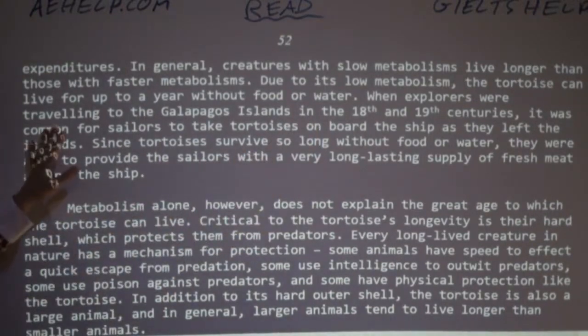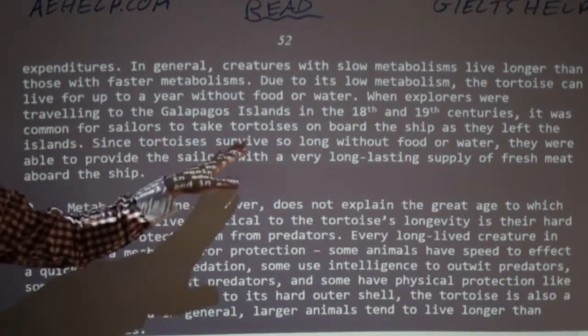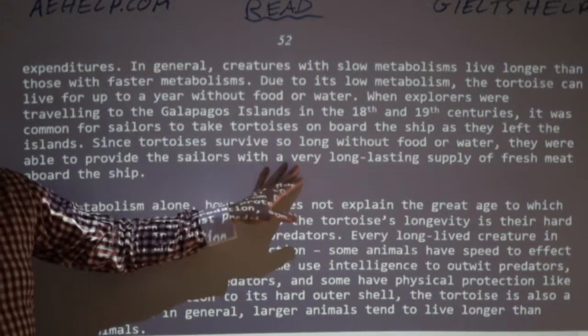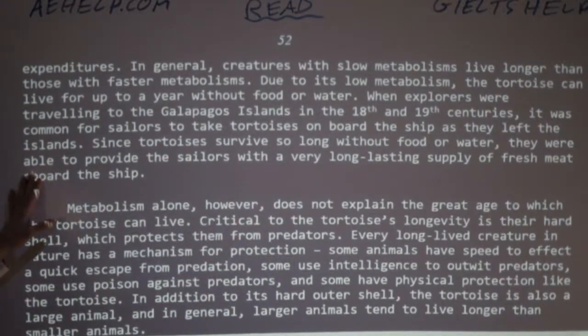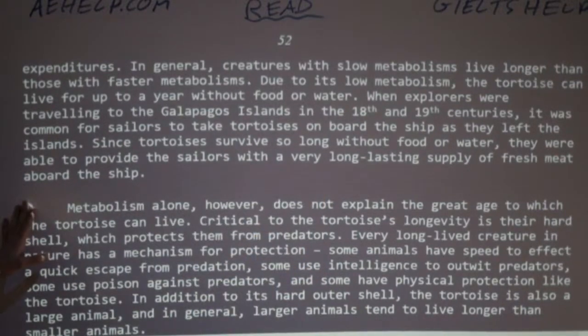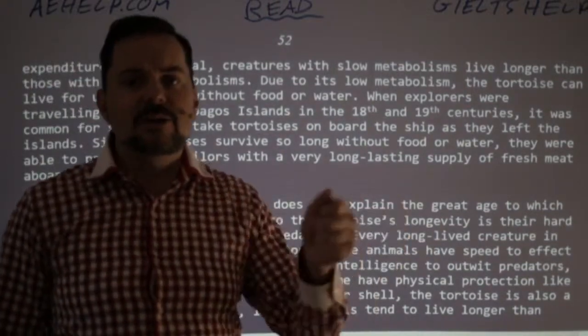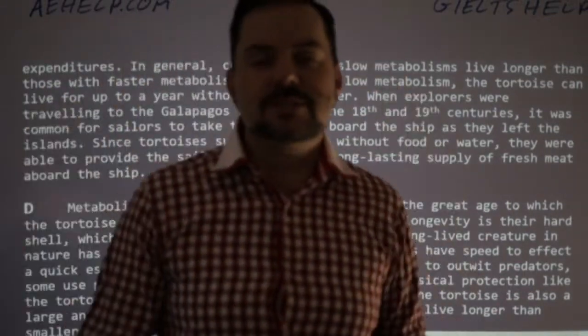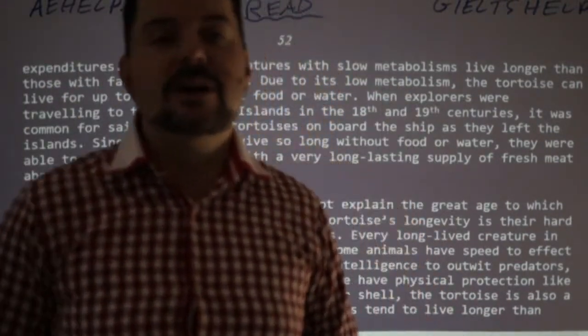When explorers were traveling to the Galapagos Islands in the 18th and 19th centuries, it was common for sailors to take tortoises on board the ship as they left the islands. Since tortoises survived so long without food or water, they were able to provide the sailors with a very long-lasting supply of fresh meat aboard the ship. Oh no, I have to now use my sword to protect Tonto from these pirates that are coming to take Tonto for food.